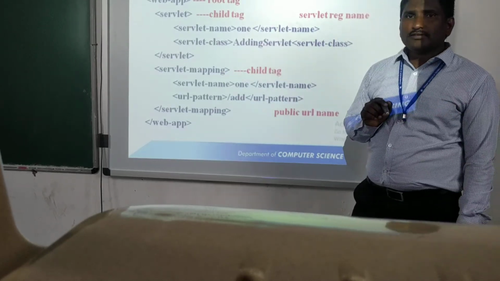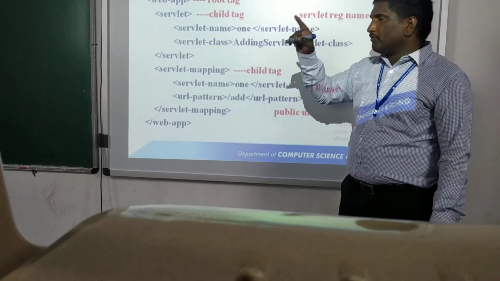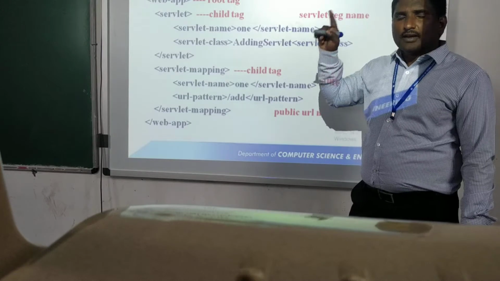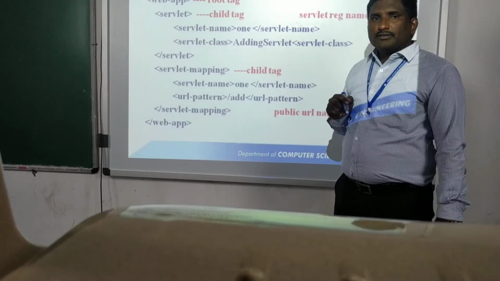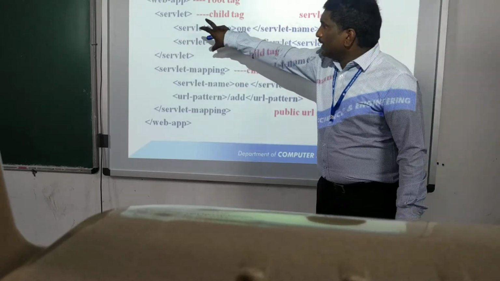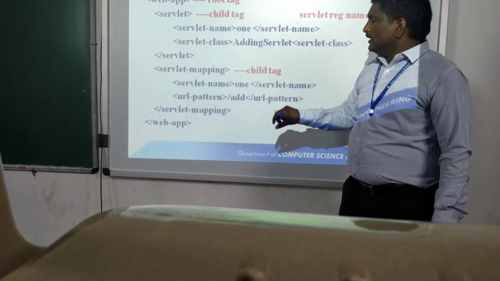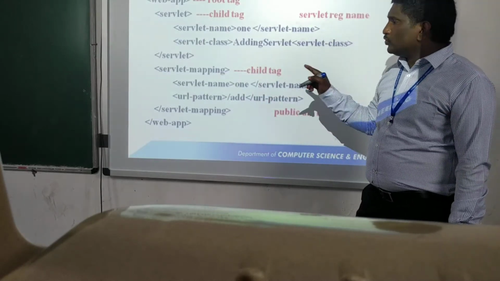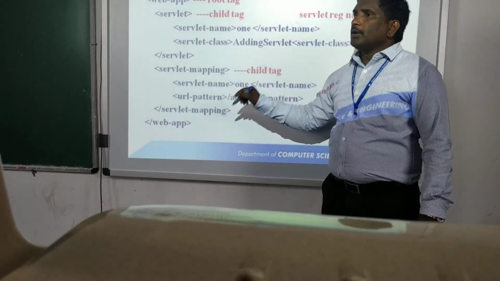Here our class is adding servlet. Keep in mind, what you have saved, that should be what you write. What is the class name, not the file name, the class name in that servlet, we should write this one. So this is the servlet registration section and this is the servlet mapping section. The servlet mapping section consists of two child tags, those are servlet name and URL pattern.